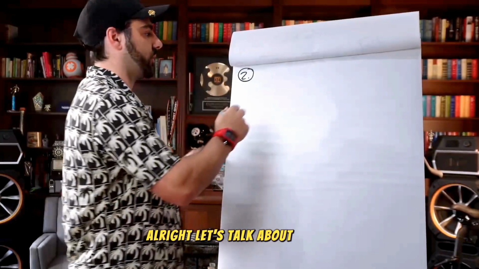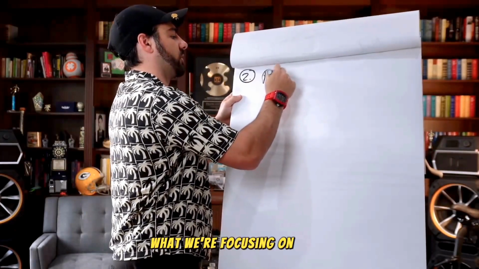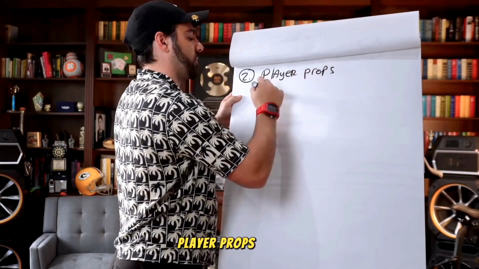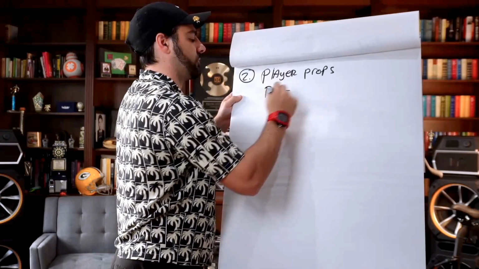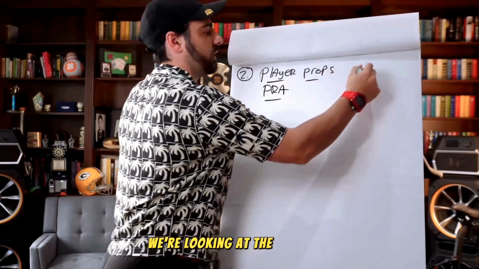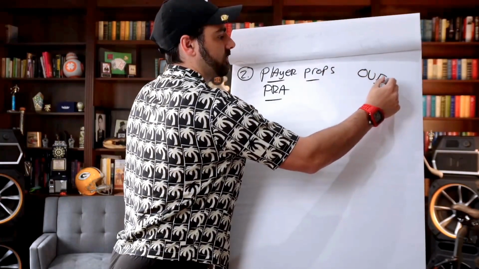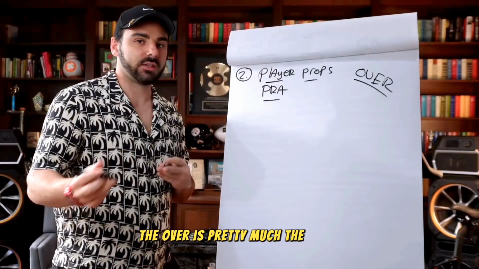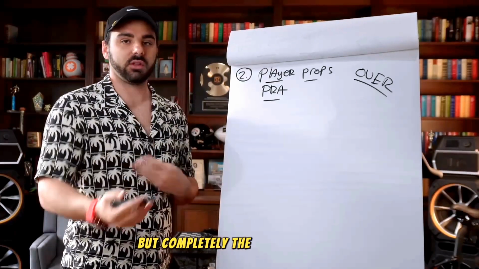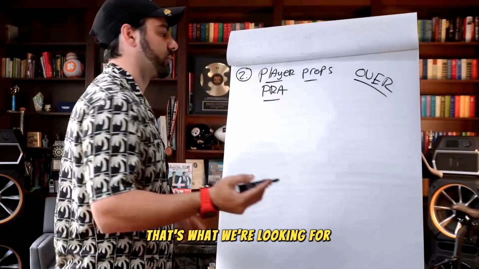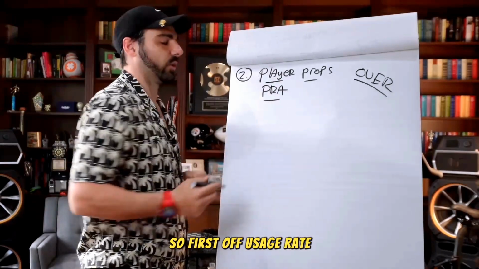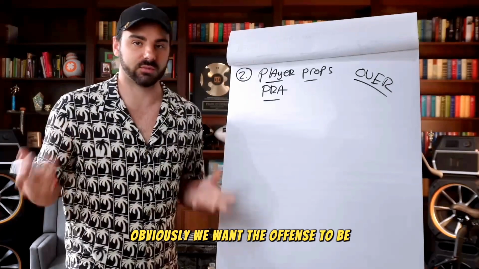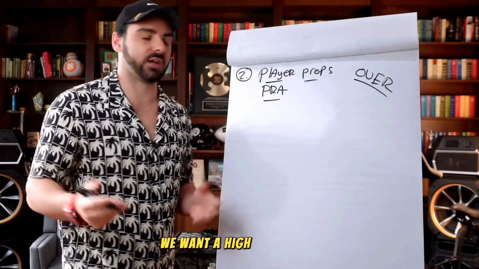All right, let's talk about, again, player props, what we're focusing on, right? Player props, the PRA. We're looking at the over now. How do we do the over? The over is pretty much the same example as the under, but completely the opposite, right? That's what we're looking for. All right, so first off, usage rate. What are we looking for on a usage rate for an over player? Obviously, we want the offense to be running through them, okay? We want a high usage rate.